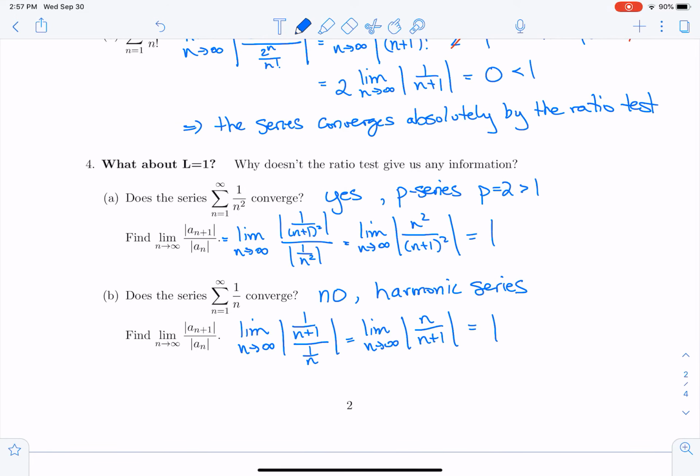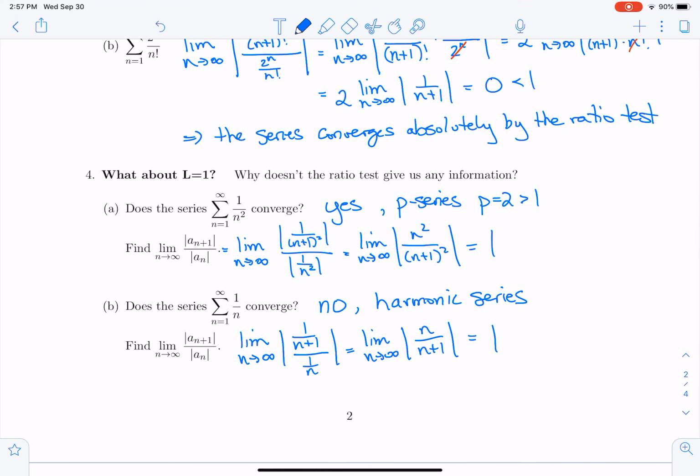And so this is why I say if you have series that are p-series or look like p-series, you really can't use the ratio test. You need to use a p-series test or the integral test. And so the ratio test is really no good when you're dealing with series that look like p-series.